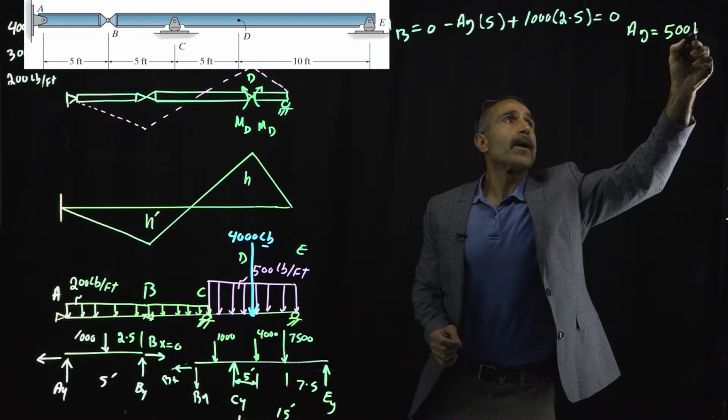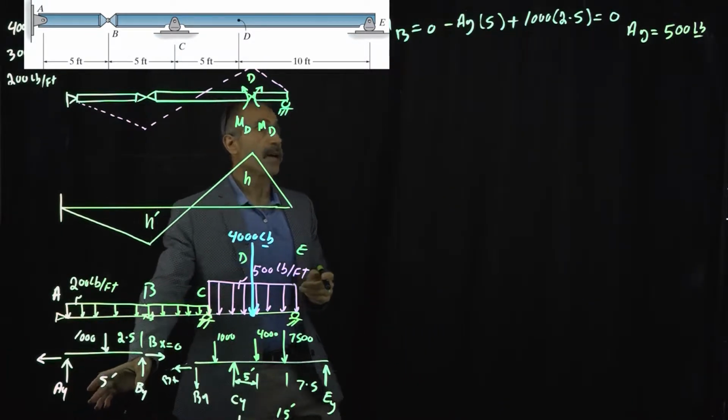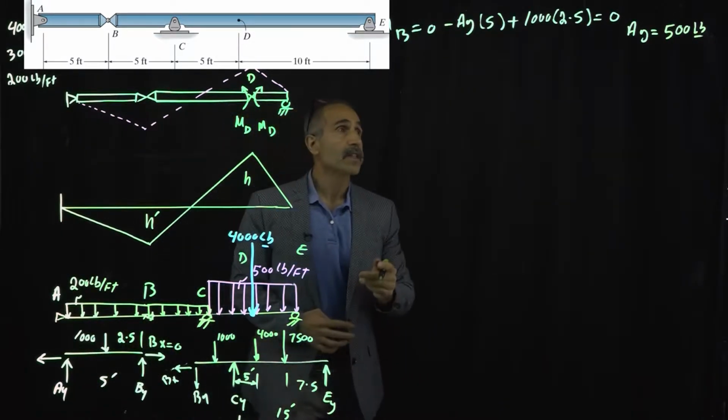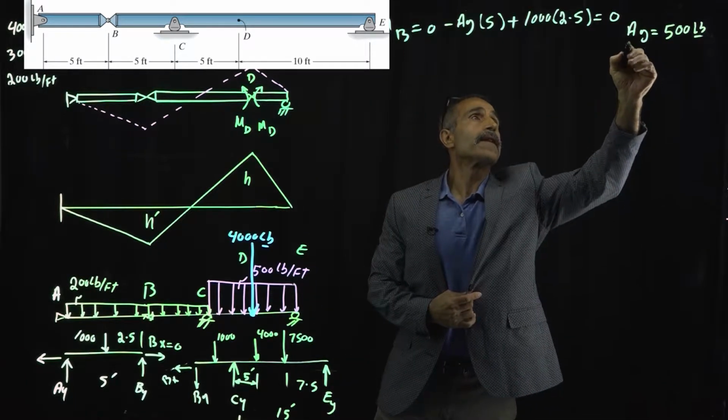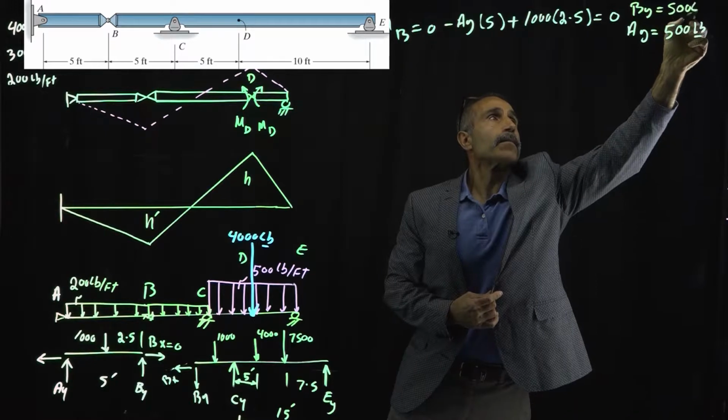That's 500 pounds. And if we do summation of forces in Y, BY comes out to the same thing. It's equal, the same as AY: 500 pounds.